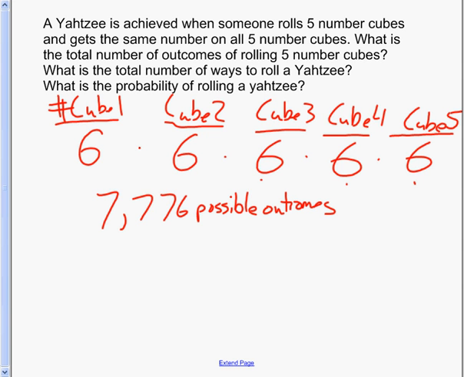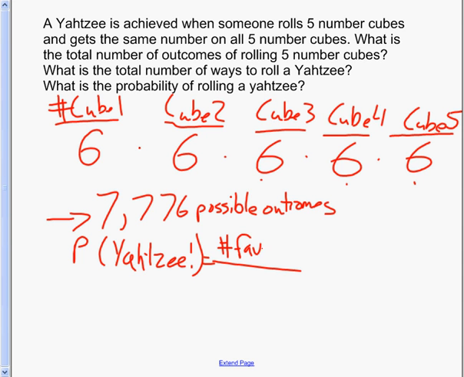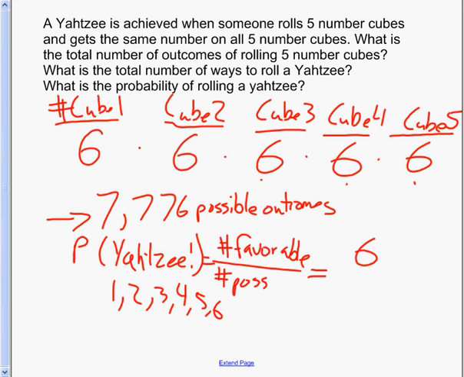So notice the keyword possible should remind you of probability, which is what we're looking at here. What is the total number of ways to roll a Yahtzee? So probability of Yahtzee. And this next question is asking, how about the number favorable? How many different ways can we get a Yahtzee? Well, we can either roll all 1s, 2s, 3s, 4s, 5s, or 6s. So there's only 6 ways to get a Yahtzee. So we've got 6 favorable. We already know our number possible is 6 to the 5th, or 6 times 6 times 6 times 6 times 6, or 7,776. So now, what is the probability of rolling a Yahtzee?